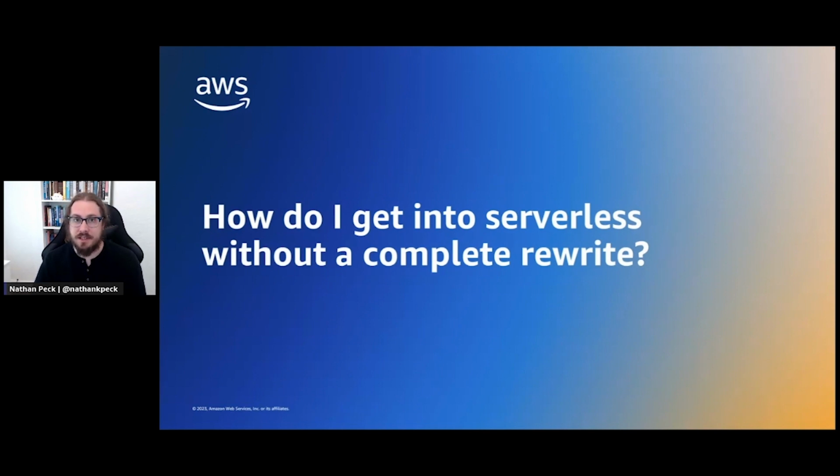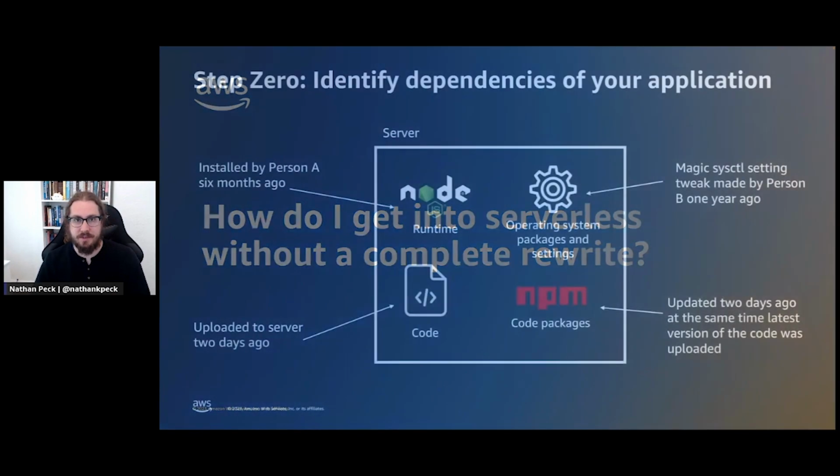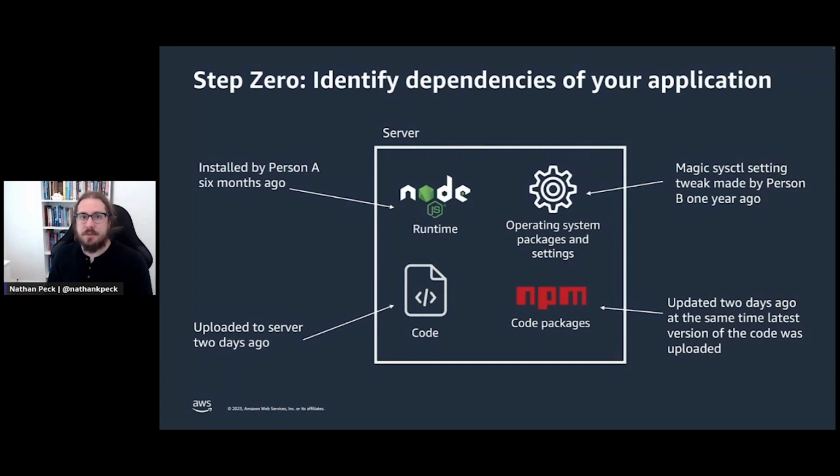But there's obviously benefits to getting into serverless, and there's benefits to building your application in a serverless style. But how can you build in such a way that you can smoothly transition into serverless without losing all the progress that you have already? So step 0 of this process is to identify dependencies of your application.